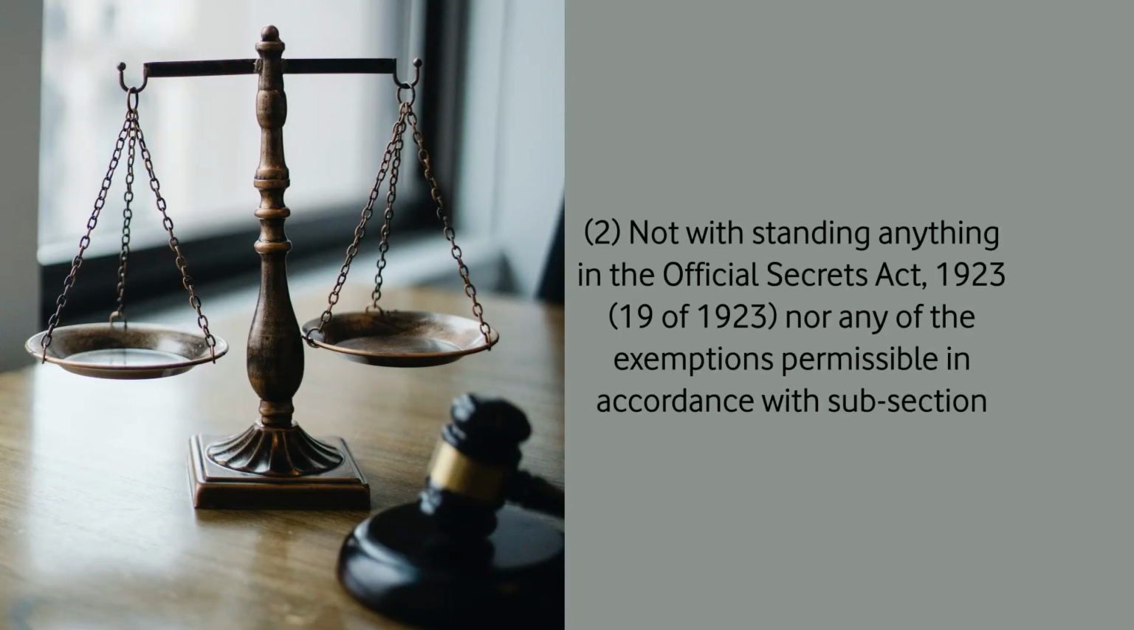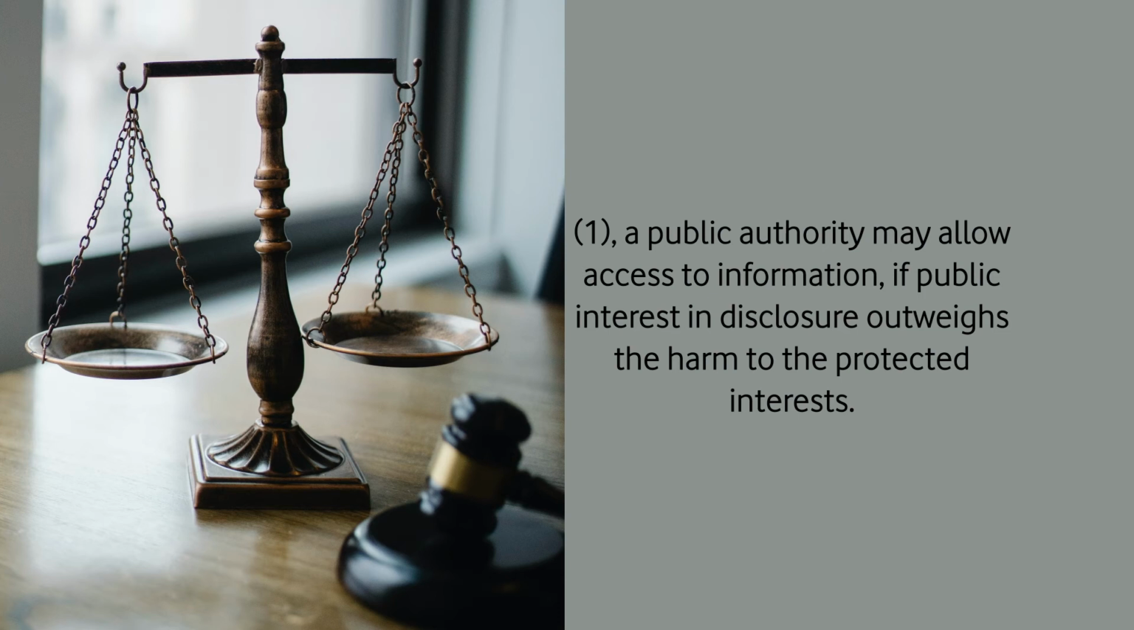Notwithstanding anything in the Official Secrets Act 1923, nor any of the exemptions permissible in accordance with subsection 1, a public authority may allow access to information if public interest in disclosure outweighs the harm to the protected interest.